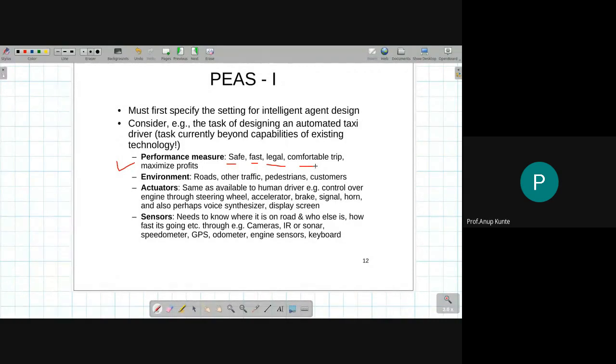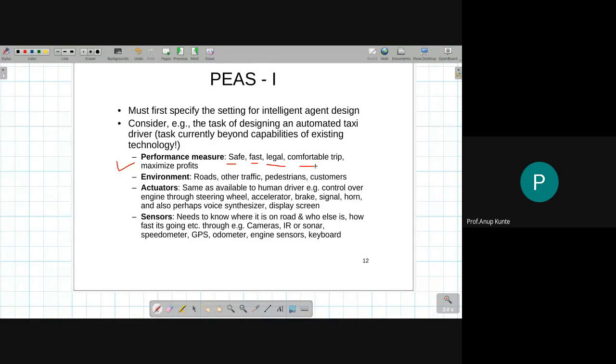So traffic increased, traffic decreased, your performance measure will keep changing depending on that. The pedestrians who are crossing the roads in between are also part of the environment. The autonomous taxi driver can't just hit a pedestrian when he's crossing the road. He has to stop, or wait for the signals and other things. And the customers, especially the customer sitting in the taxi, is also part of the environment.